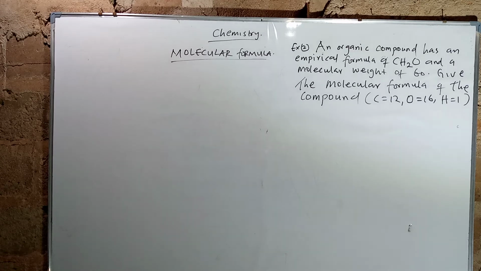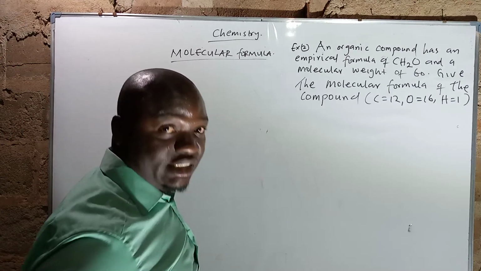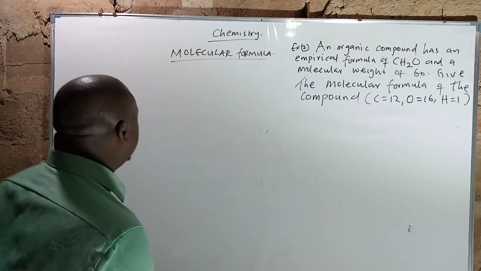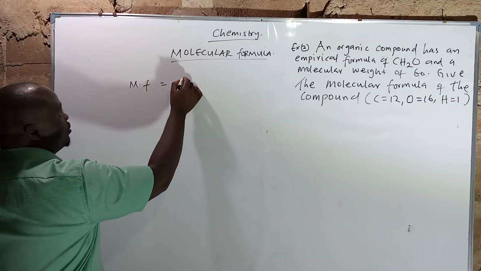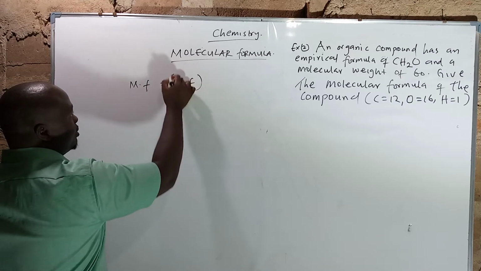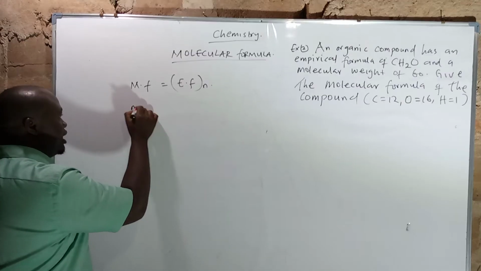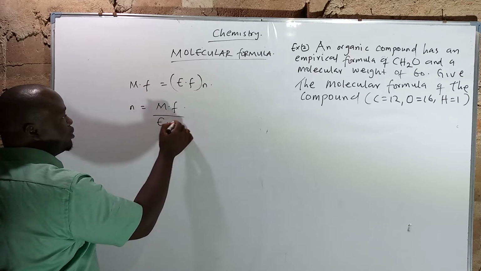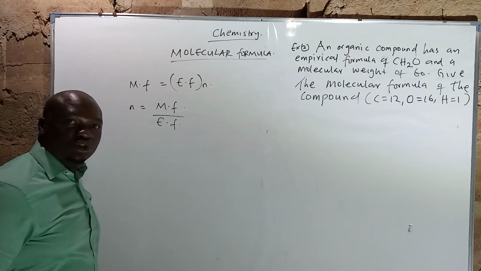Number 2. An organic compound has an empirical formula of CH2O and a molecular weight of 60. Give the molecular formula of the compound. Now, please note this thing. Note immediately that molecular formula is equal to empirical formula bracket N. Therefore, N is equal to molecular formula over empirical formula. This is the formula you need to use to solve this.